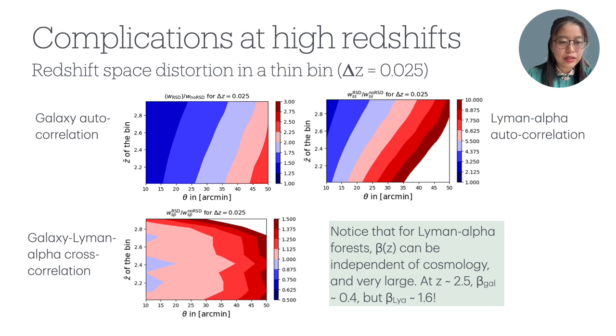Now you can see that RSD does not affect the cross-correlation that much because of the wide kernel, but it has a huge impact on the autocorrelations. This effect is redshift dependent as well as angular scale dependent. And in the case of Lyman-Alpha autocorrelation, you can get a factor of as big as 10 times.